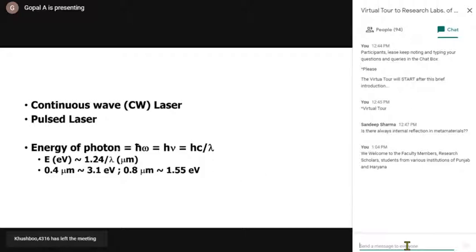Right? So the energy of a photon is h cross omega or h nu, where nu is c by lambda. h is the Planck's constant, c is the velocity of light. So if you plug in these constants, it comes to about 1.24 divided by lambda. What it means is, you can have 0.4 micron equal to 3.1 eV, and this is blue light, and 0.8 micron, which is near infrared, the energy is 1.55 eV.